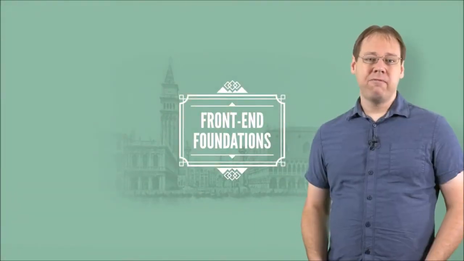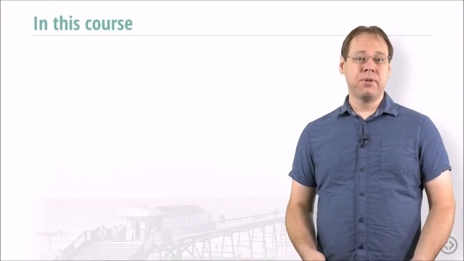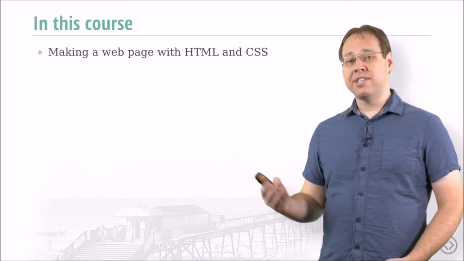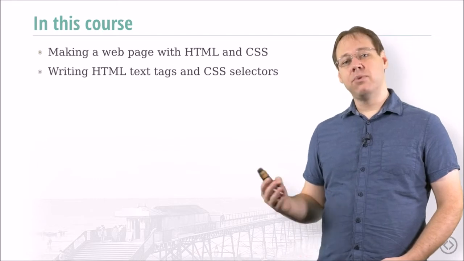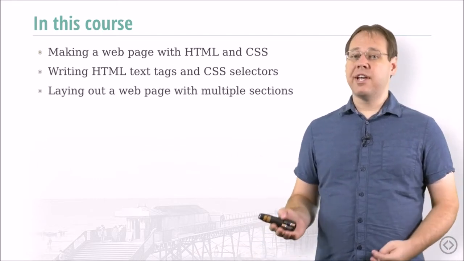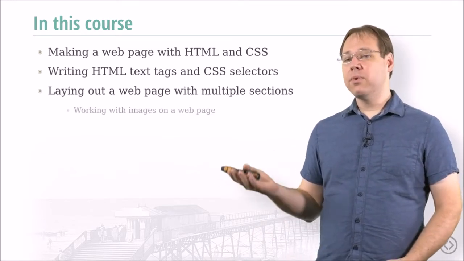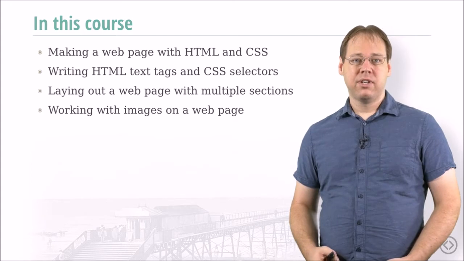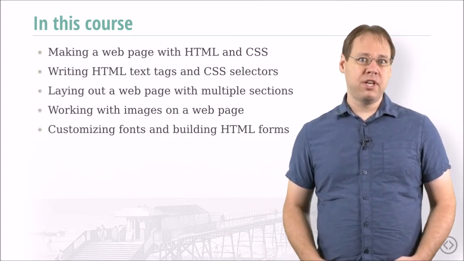You're watching Front-End Foundations. I'm John Friskus, and in this course we're going to learn how to build a basic web page. To do this, we're going to learn HTML and CSS. We're going to write HTML text tags and use CSS selectors. We're going to learn how to lay out a web page that has multiple sections and multiple pages. We're going to work with images on that web page. And finally, we're going to learn how to customize fonts and build HTML forms.